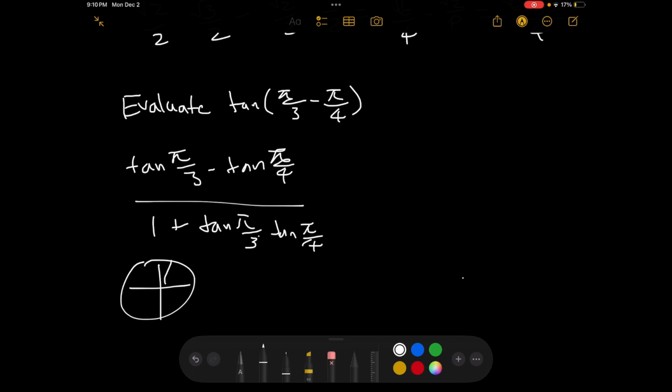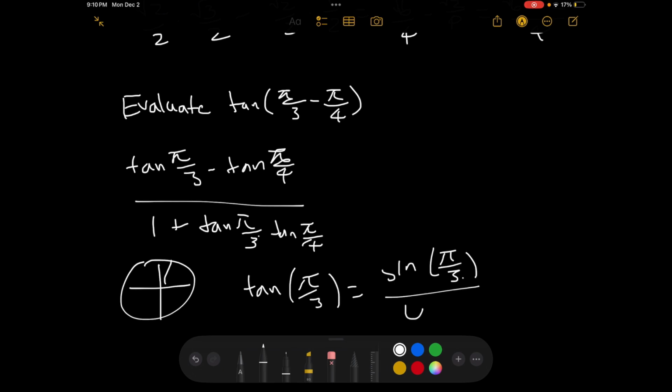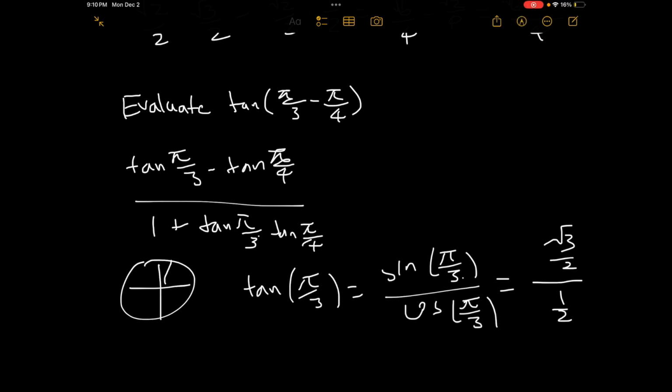So pi over 3 is closer to the y-axis than it is to the x-axis. So I know that cosine is smaller. And using the 30, 60, 90 triangle ratios, let's first rewrite tangent of pi over 3 as sine of pi over 3 over cosine of pi over 3. So I know that, using the unit circle, cosine is smaller, so cosine would be 1/2, and sine would be root 3 over 2. So this is just root 3.